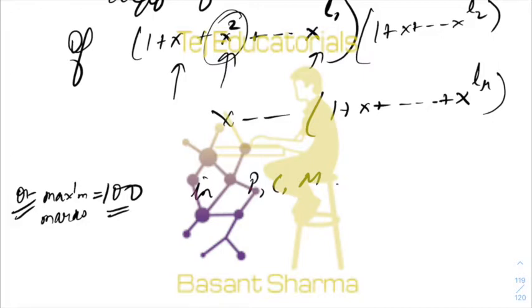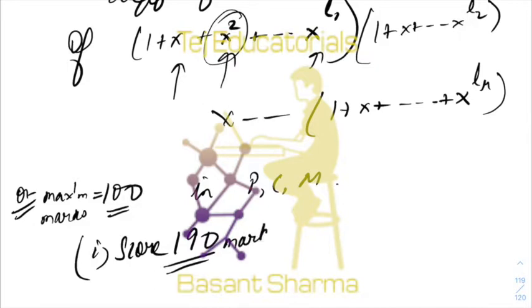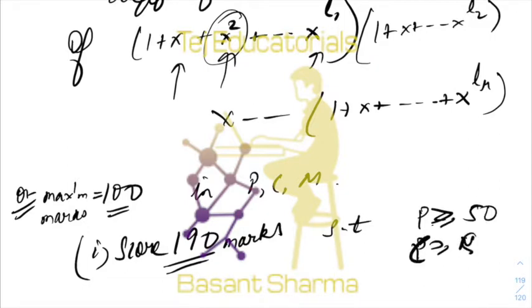Then the first part is, in how many ways he or she can score 190 marks such that the minimum in each subject should be 50.